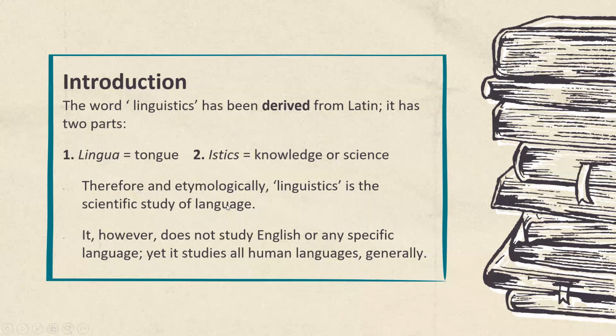Etymologically, linguistics is the scientific study of language. Etymologically means referring to the meaning of this word, it means the scientific study of language. It, however, does not study English or any specific language; it studies all human languages generally. Someone might think, okay, when we say linguistics, we are talking in English, so maybe linguistics studies only the English language. No.